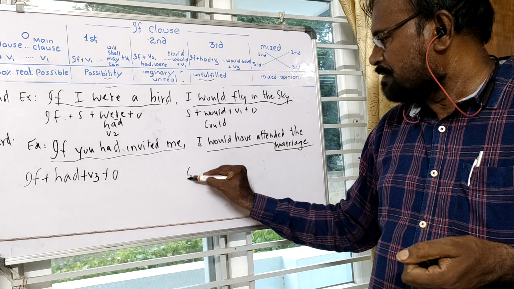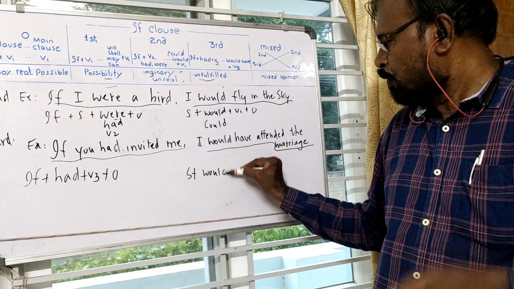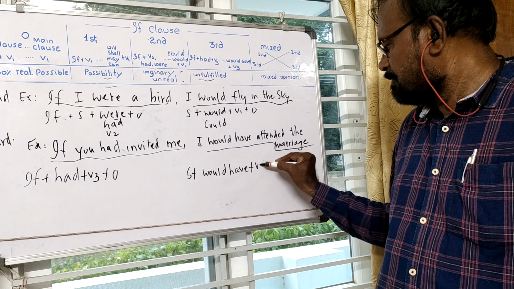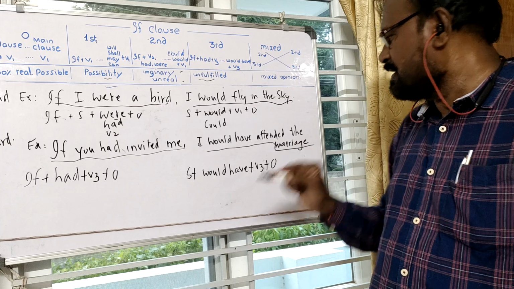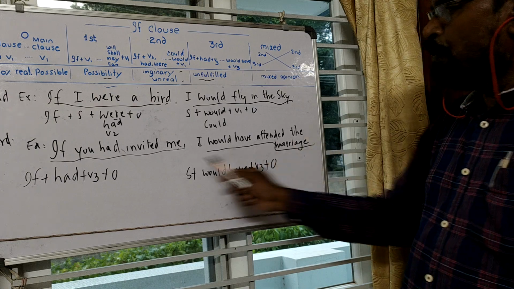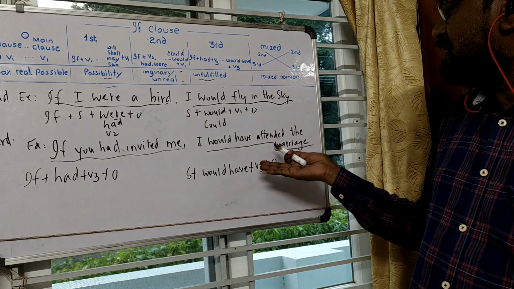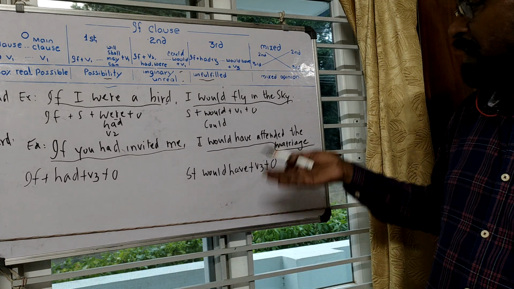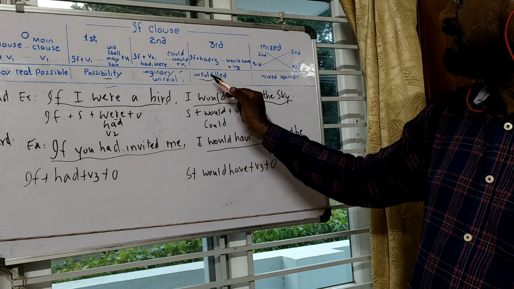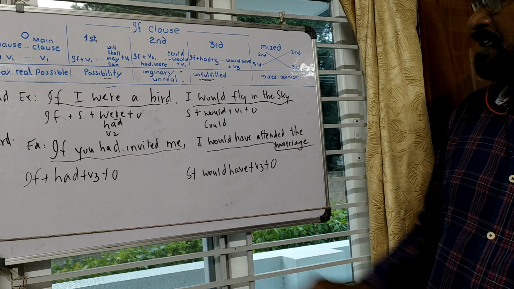And here subject plus would have plus V3 plus object. Here see this. If you had invited me, I would have attended the meeting. You didn't invite me. That is why I didn't attend this marriage, your marriage or somebody's marriage. So it's about the third condition. And we use this for the unfulfilled conditions.